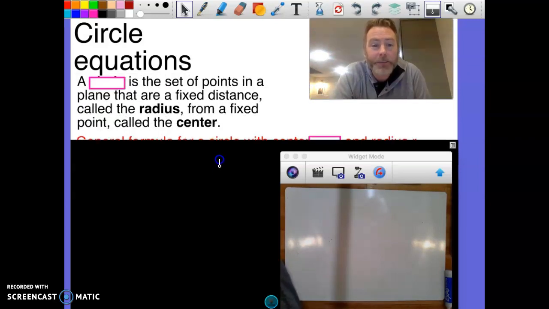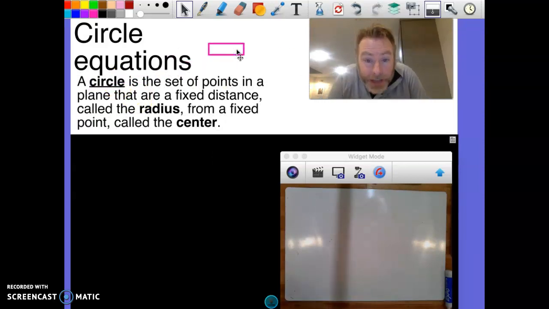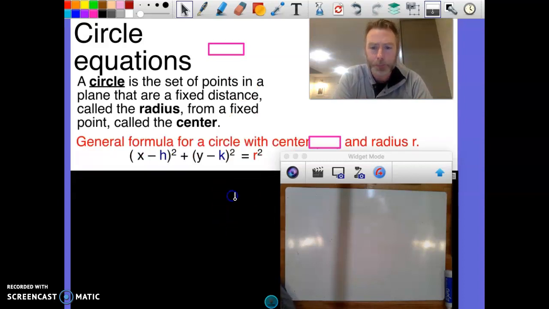But actually, Mr. Triangle might have been wrong. Our first definition comes right here. A circle is the set of points, it does have points, in a plane that are a fixed distance around a center. And that fixed distance is called the radius. So we have the definition of a circle here. They are multiple points, and we have a radius.